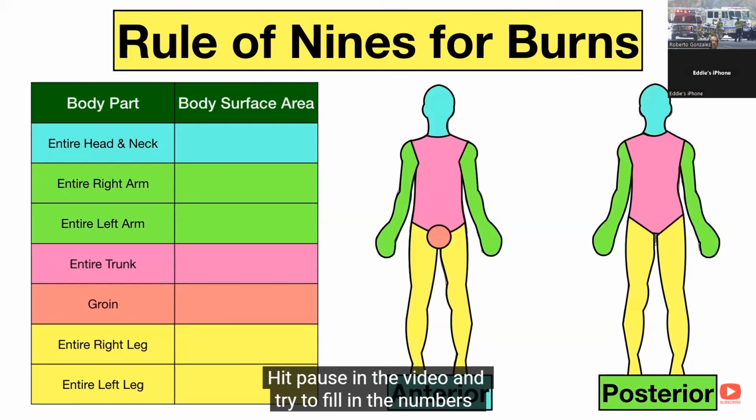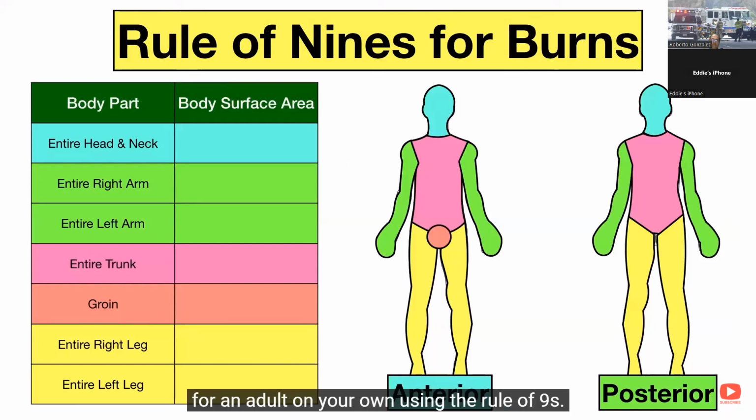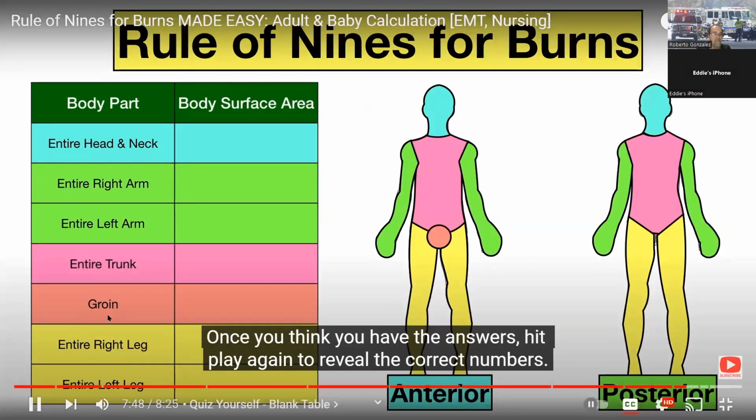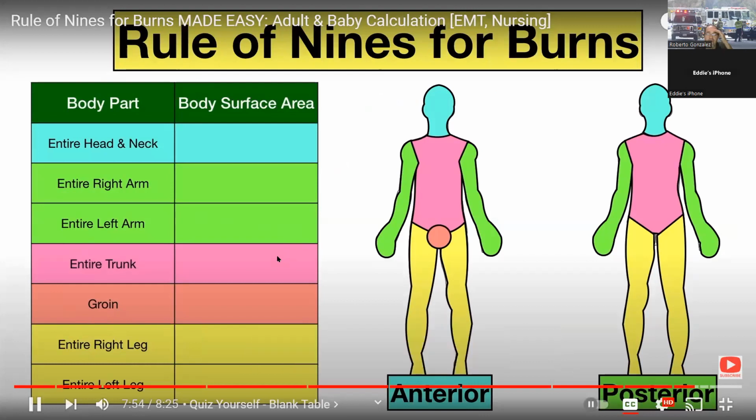Hit pause in the video and try to fill in the numbers for an adult on your own using the rule of nines. Once you think you have the answers, hit play again to reveal the correct numbers. The answers are going to be revealed in a couple seconds.